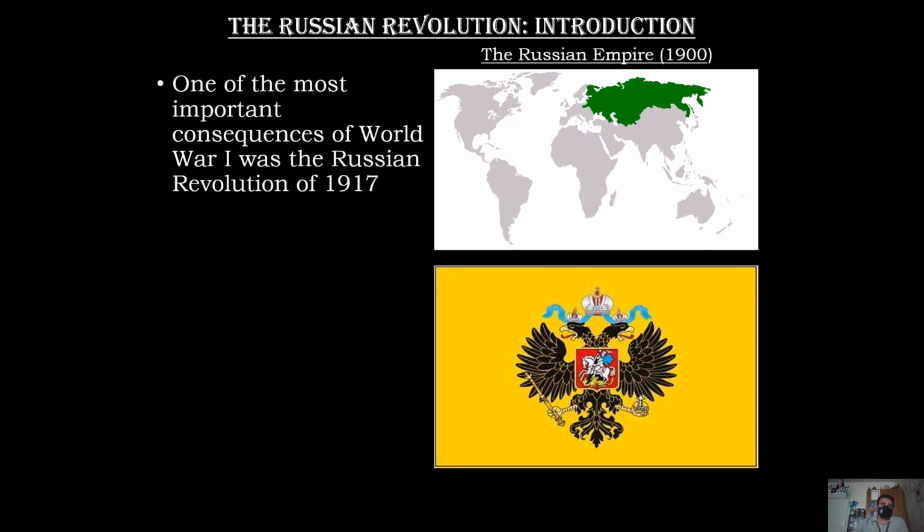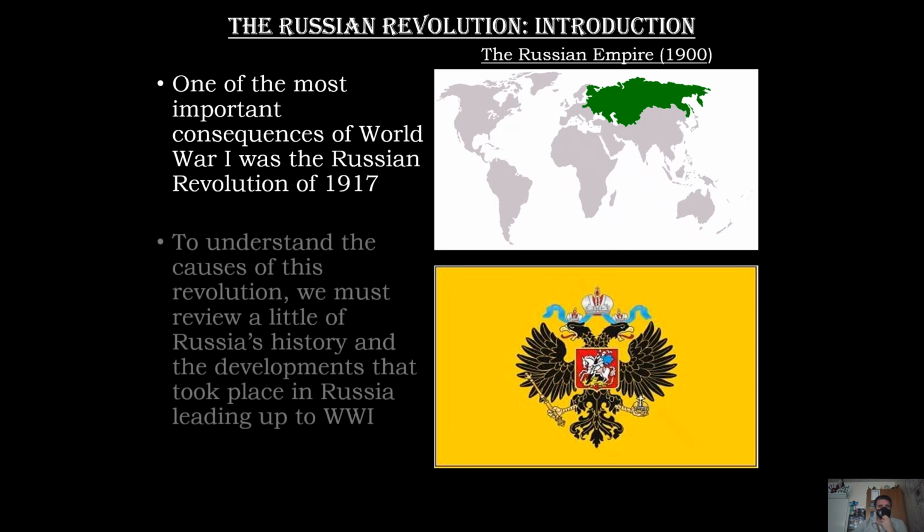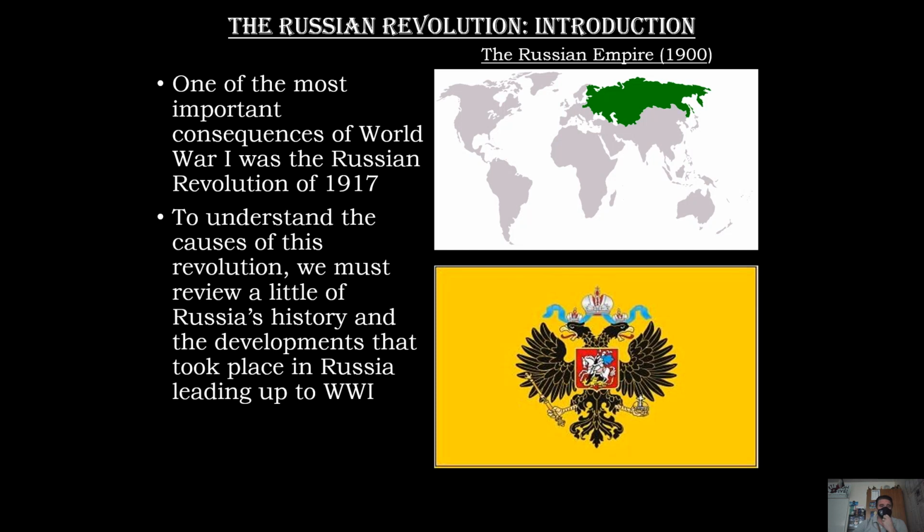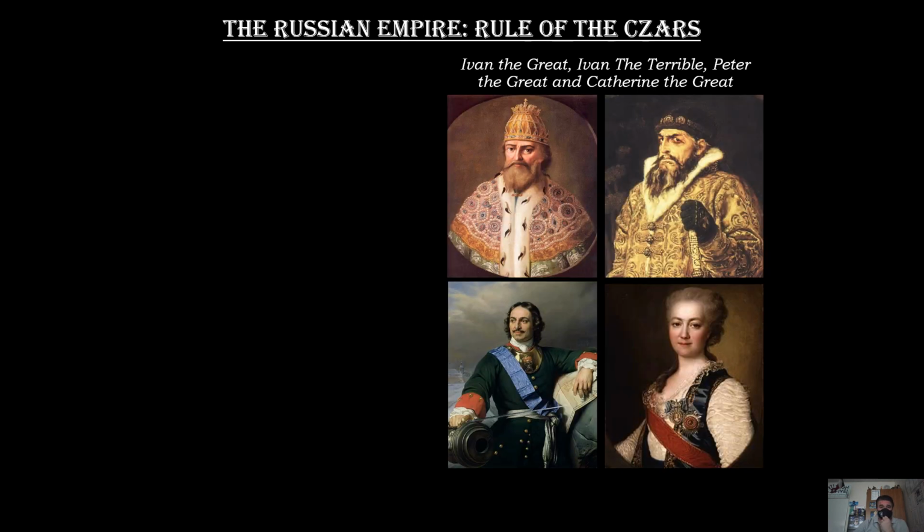So one of the most important consequences of World War I was the Russian Revolution of 1917. To understand the causes of this revolution, we must review a little of Russia's history and the developments that took place in Russia leading up to World War I. Here are some of the czars that we've talked about before.